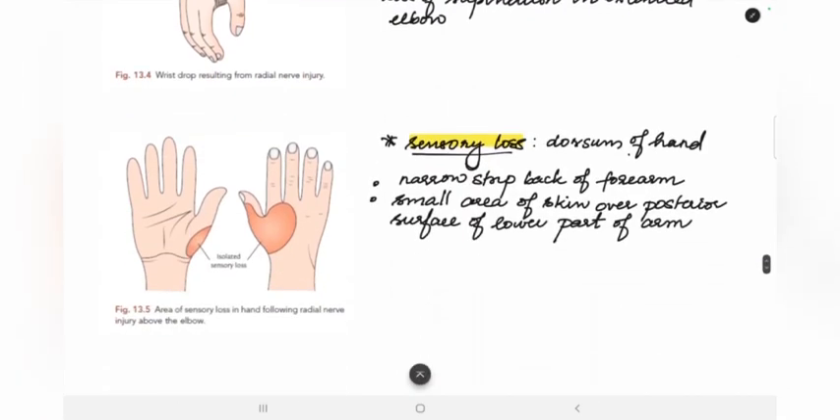Then there will be sensory loss. Sensory loss occurs on a small area of skin over the posterior surface of the lower part of the arm, and then sensory loss along a narrow strip at the back of the forearm, and then sensory loss on the lateral part of the dorsum of the hand at the base of the thumb, here, the base of the thumb, which is an isolated sensory loss, and the dorsal surface of the lateral 3.5 digits, which is supplied by the superficial branch of the radial nerve.